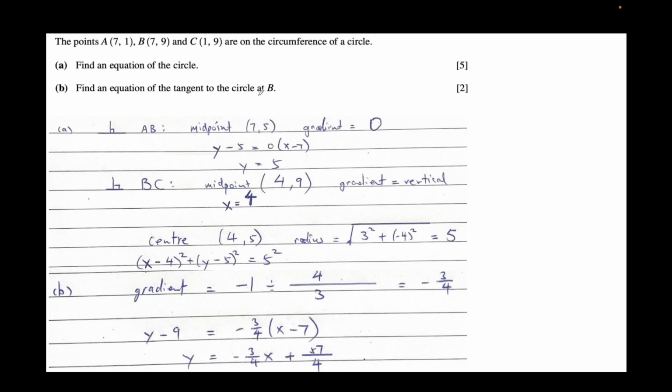Equation of the tangent of the circle at B. Tangent is a straight line, y minus y1, that's what we realize. We just need a certain point and we need a gradient for that tangent. Well, we know what the point we're going to use is. It's going to be 7 and 9, so y minus 9 equals to x minus 7. We just need the gradient.